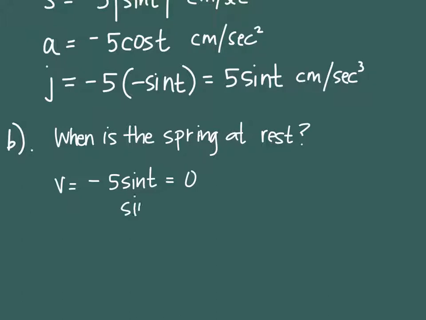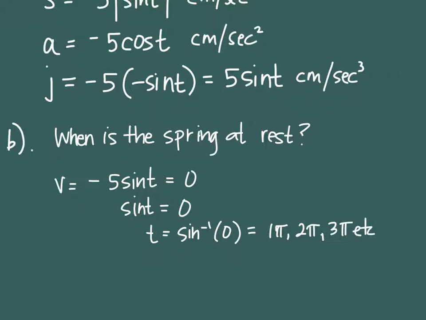I don't need a calculator to solve this. Divide both sides by negative 5. And so t is the inverse sine of 0, which is going to happen multiple times. But the first time this is going to happen is going to be at 1 pi. And it's going to happen again at 2 pi. It's going to happen at 3 pi, etc.